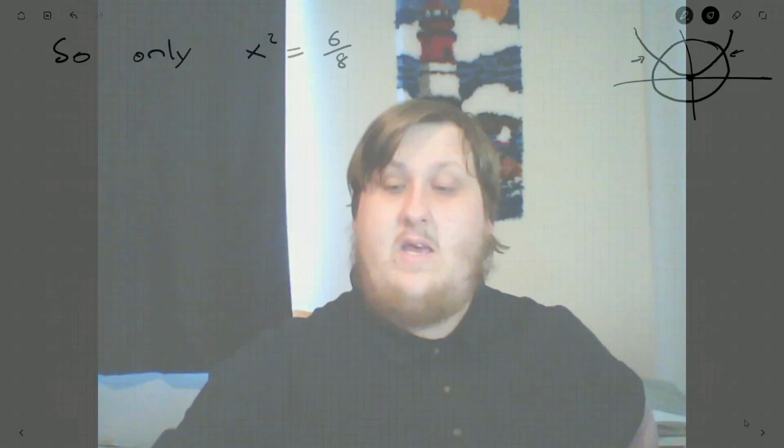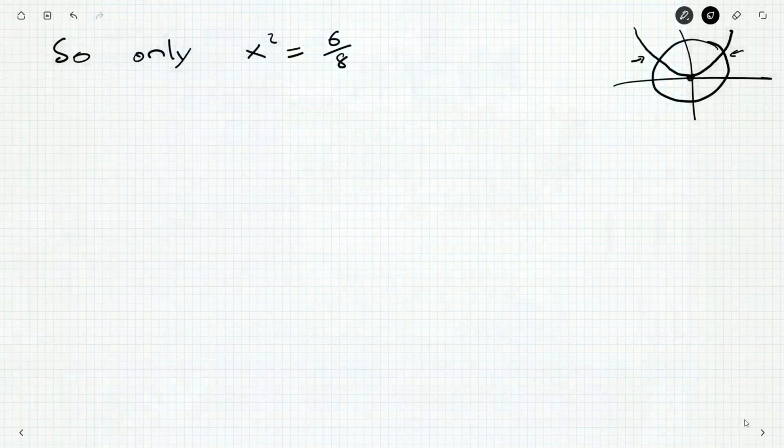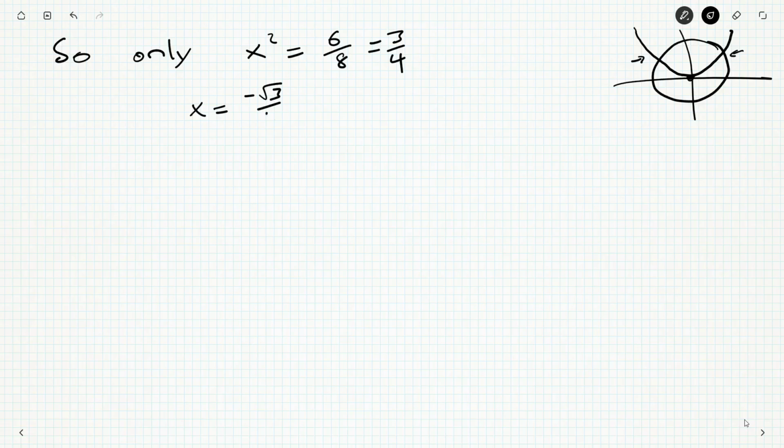And they're both going to be given by these x's here. So x is going to be plus or minus the square root of 6 over 8. Let's change the 6 over 8 to 3 over 4. So it'll be negative root of 3 over 4, or root 3 over 2. And that's a nice number. Makes me think of sine and cosine and things like that.